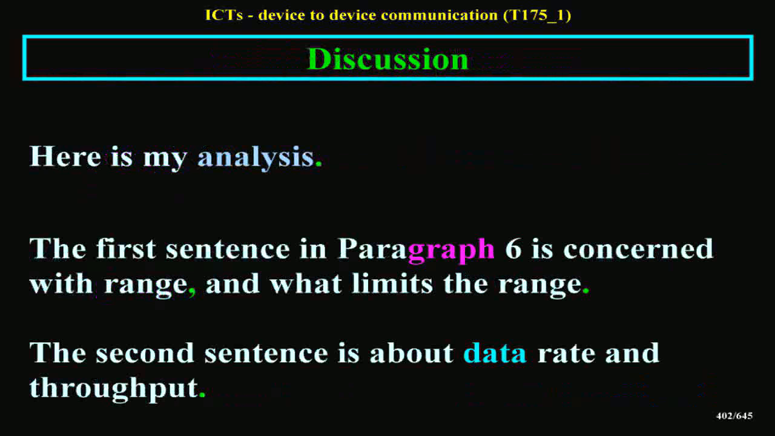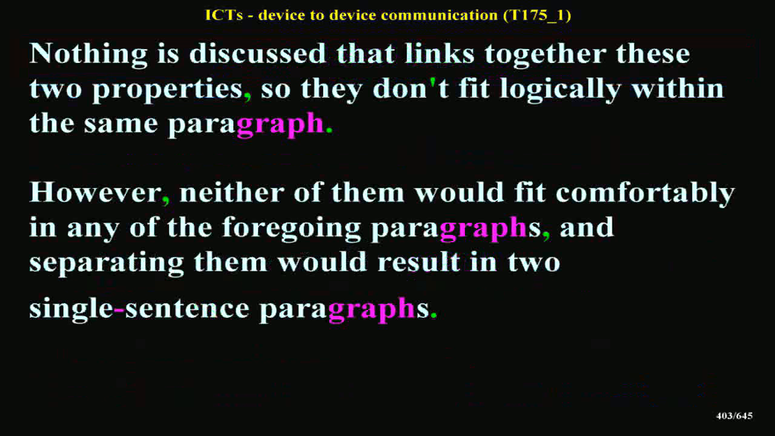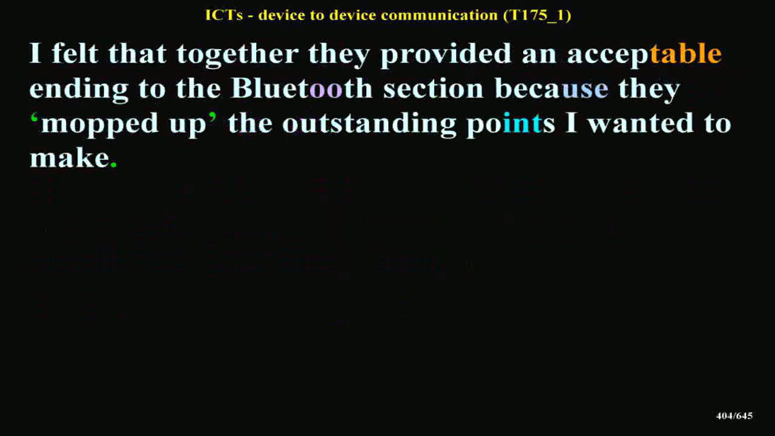The first sentence in paragraph 6 is concerned with range, and what limits the range. The second sentence is about data rate and throughput. Nothing is discussed that links together these two properties, so they don't fit logically within the same paragraph. However, neither of them would fit comfortably in any of the foregoing paragraphs, and separating them would result in 2 single-sentence paragraphs. I felt that together they provided an acceptable ending to the Bluetooth section because they mopped up the outstanding points I wanted to make.